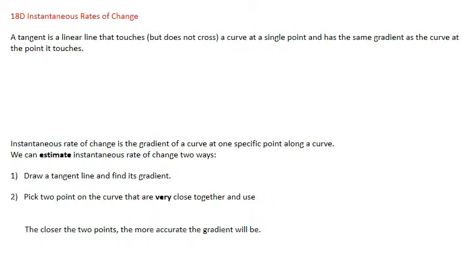Okay, so now we're looking at instantaneous rates of change. So we've done constant, we've done average, and now it's instantaneous rates of change. So first we're going to look at what a tangent is. It's a linear line that touches but doesn't cross a curve at a single point, and it has the same gradient as the curve at the point it touches. Say it all again. I think it'd be better to demonstrate it with some diagrams.